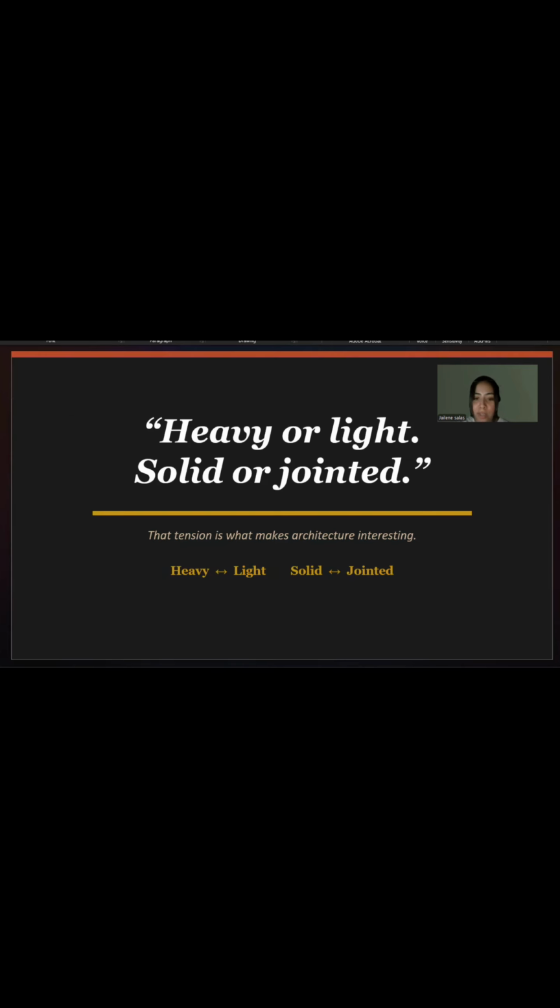My closing note: heavy or light, solid or jointed, that tension is what makes architecture interesting.